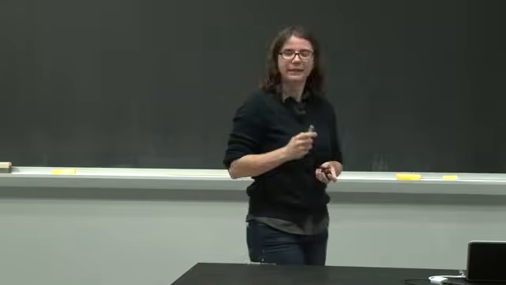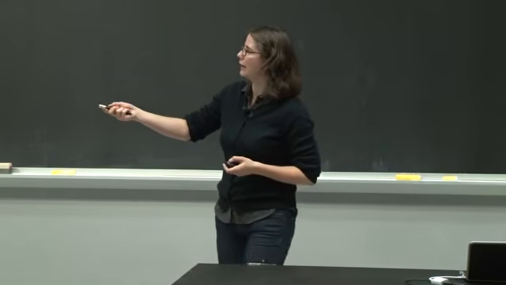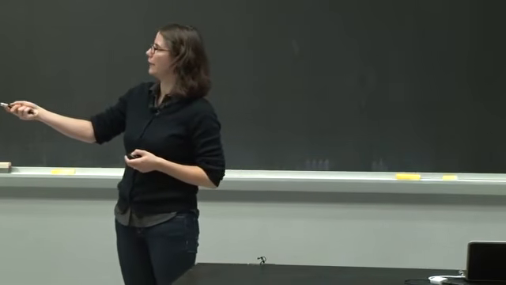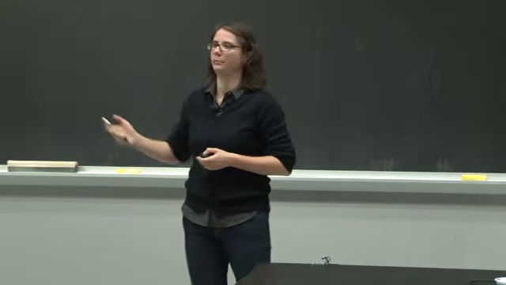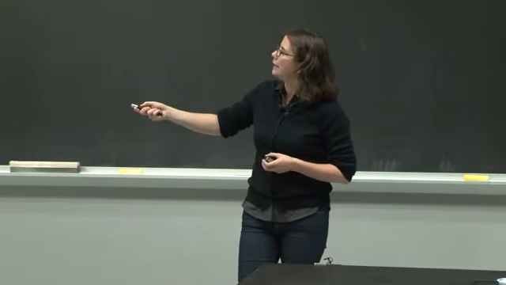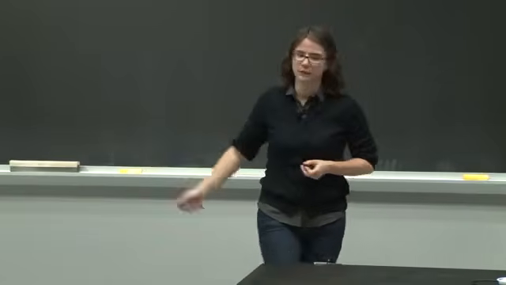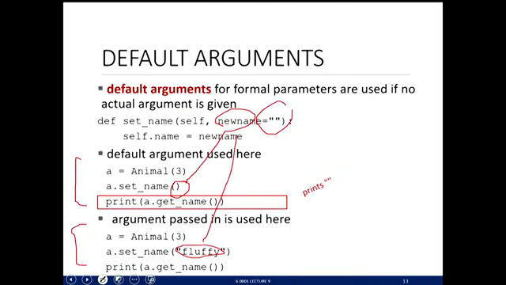If you do want to pass in a parameter, you can do so as normal. So you can say a is equal to animal3, a.setName, and then pass in a parameter here. And then newname is going to be assigned whatever parameter is passed in, like that. Whatever you pass in overrides the default argument, and everything is good. So when I print a.getName, this is going to print out the name that you've passed in.